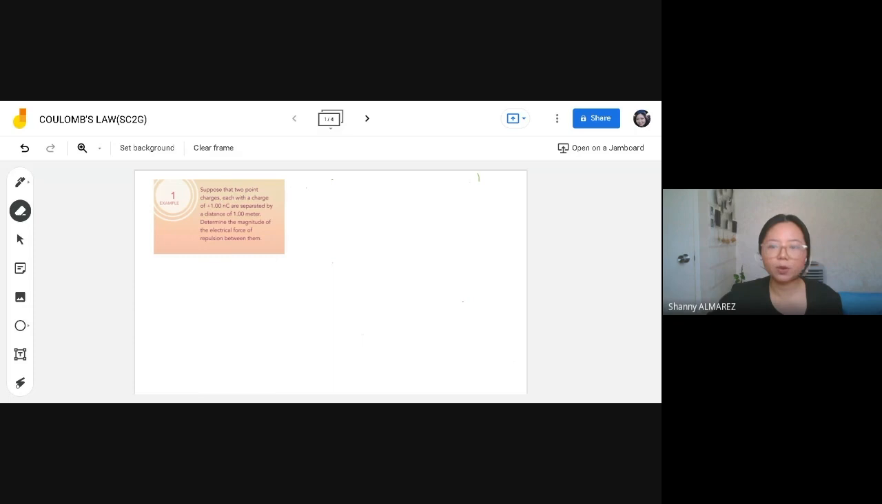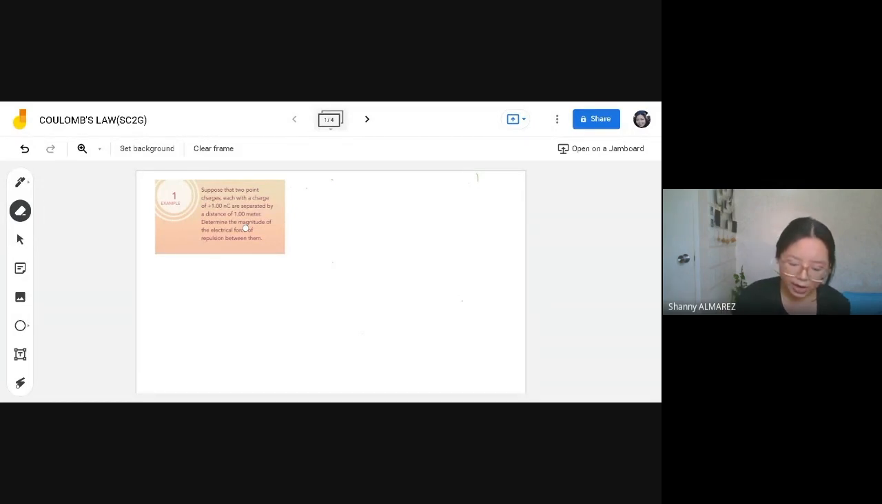So in example number 1, I have here, suppose that 2-point charges, each with a charge of positive 1 nanocoulomb, are separated by a distance of 1 meter. Determine the magnitude of the electrical force of repulsion between them. So again, we are after the magnitude of repulsion between these two charged objects. So in getting the magnitude, the one that will help us is Coulomb's law. Right? So let's start. Ano ba yung mga given?